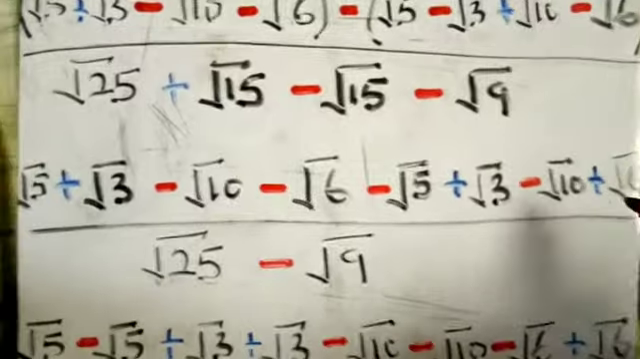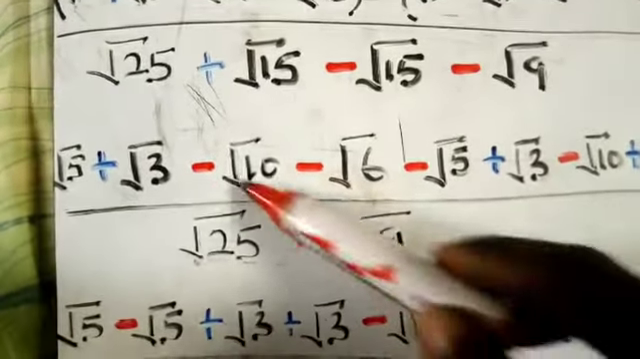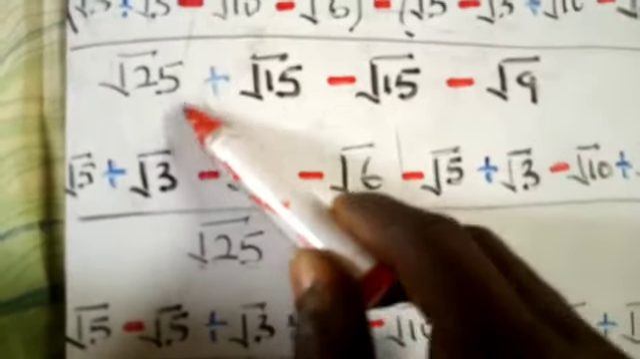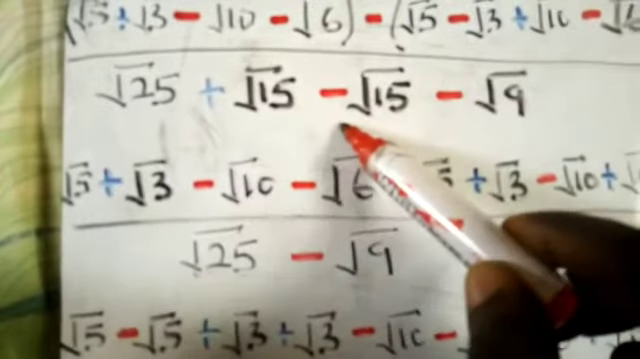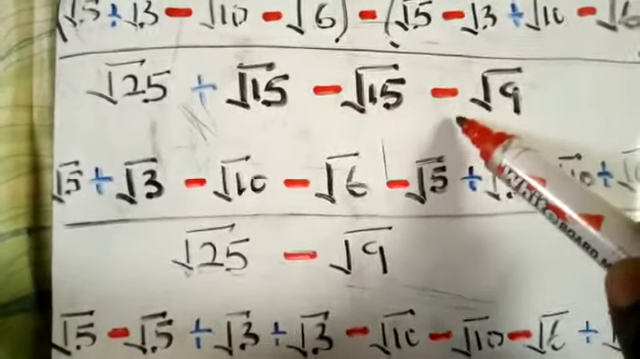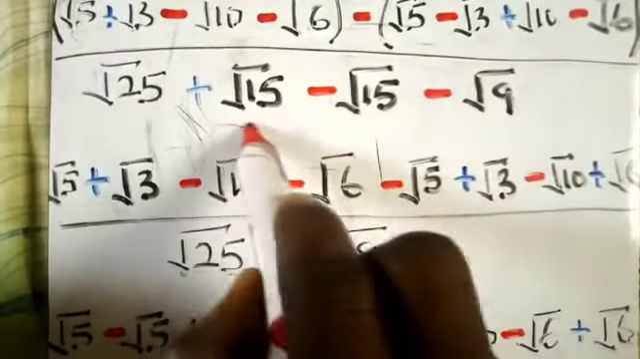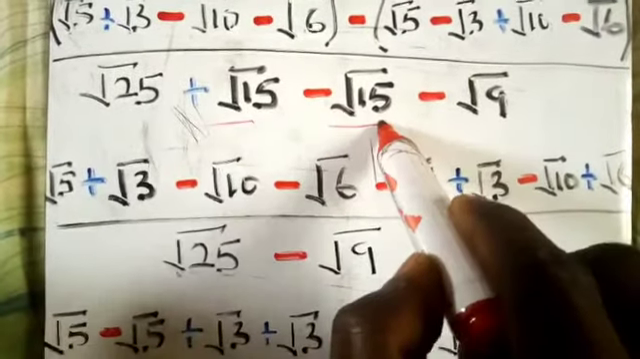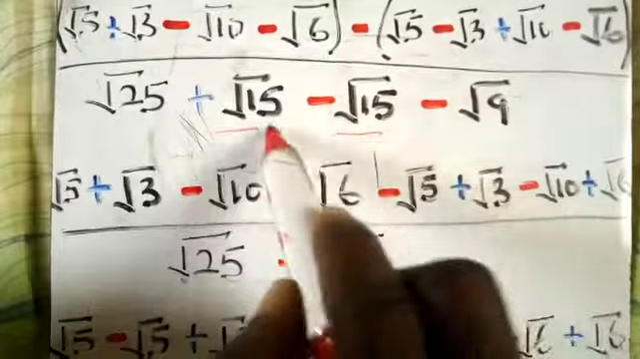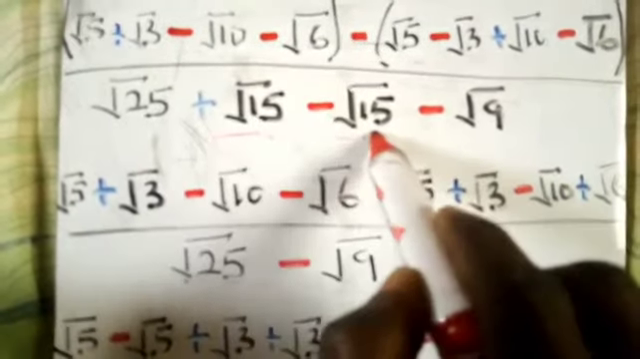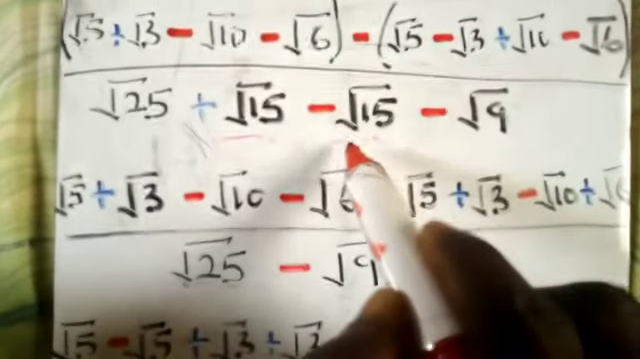Is that okay? Alright. So when you check the down one, you're having root 25 plus root 15 minus root 15 minus root 9. So what is happening? You can see a positive and a negative here. Is that okay? So they can cancel out, right? These and these are the same. So of course we can subtract. When you subtract, you get 0, right?